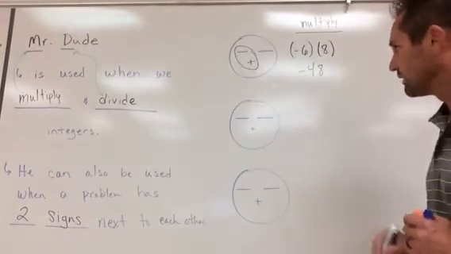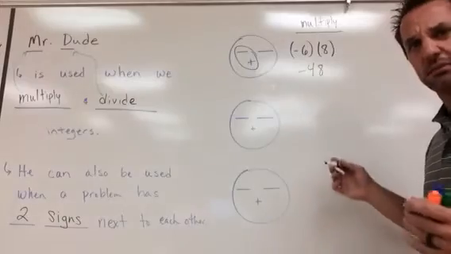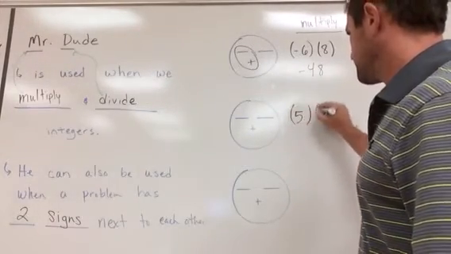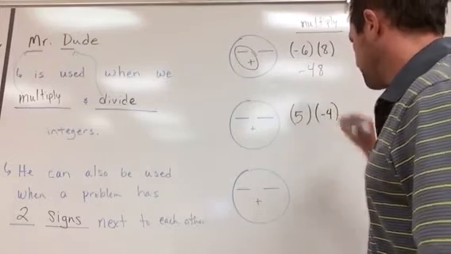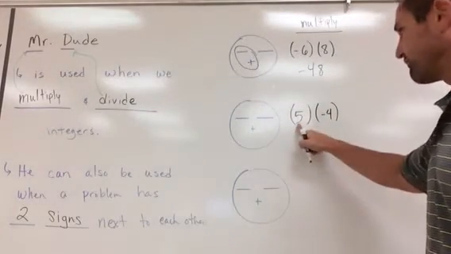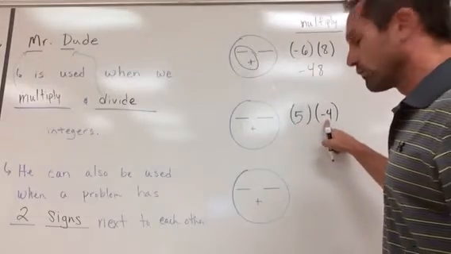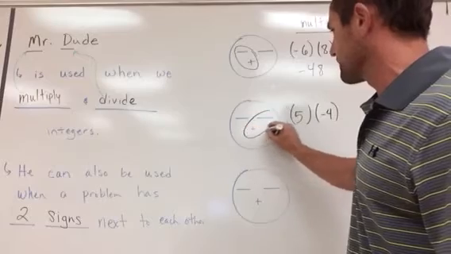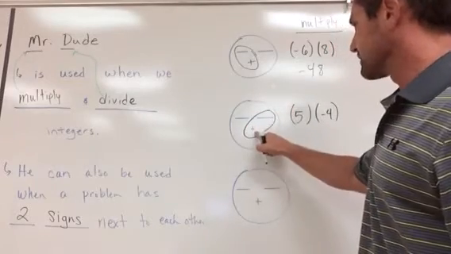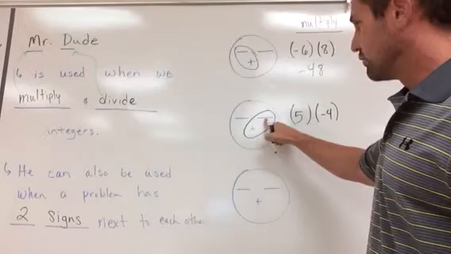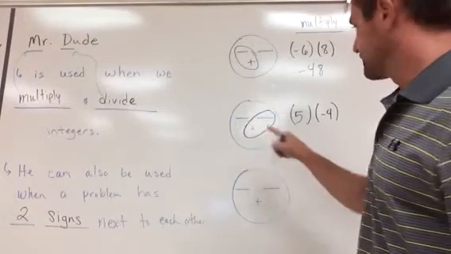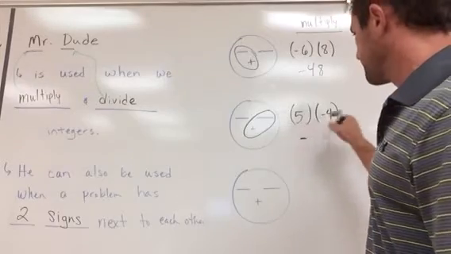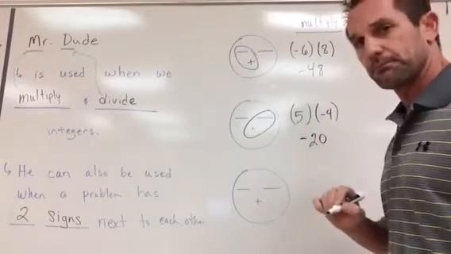Okay? Does that make sense? Let's try another example. Let's try 5 times a -4. Okay? Our 5 is positive. Our 4 is negative. So on our sign here, you know what? I'm going to circle the other eye for the negative and the positive. +5, -4. What's left over? A negative. So again, this tells us that my answer is going to be negative. And 5 times 4 is 20.